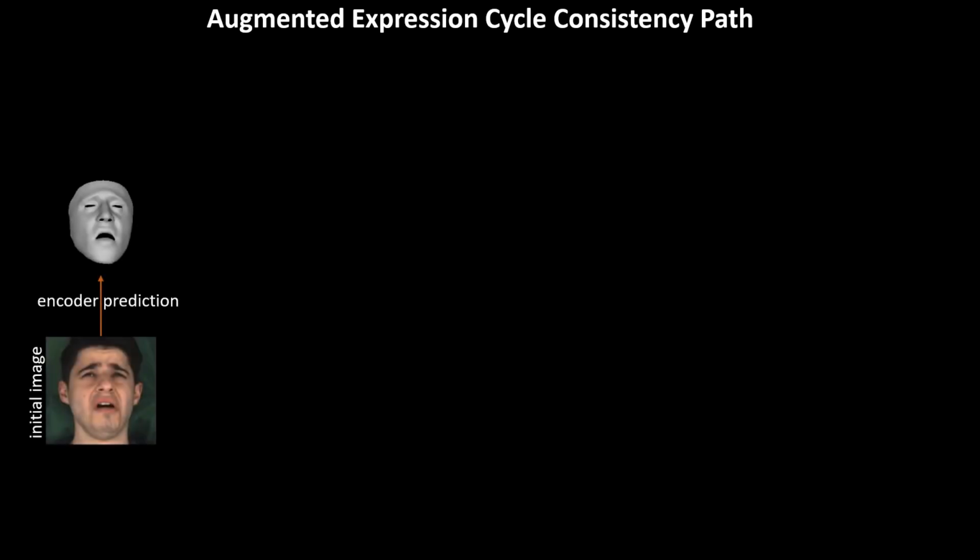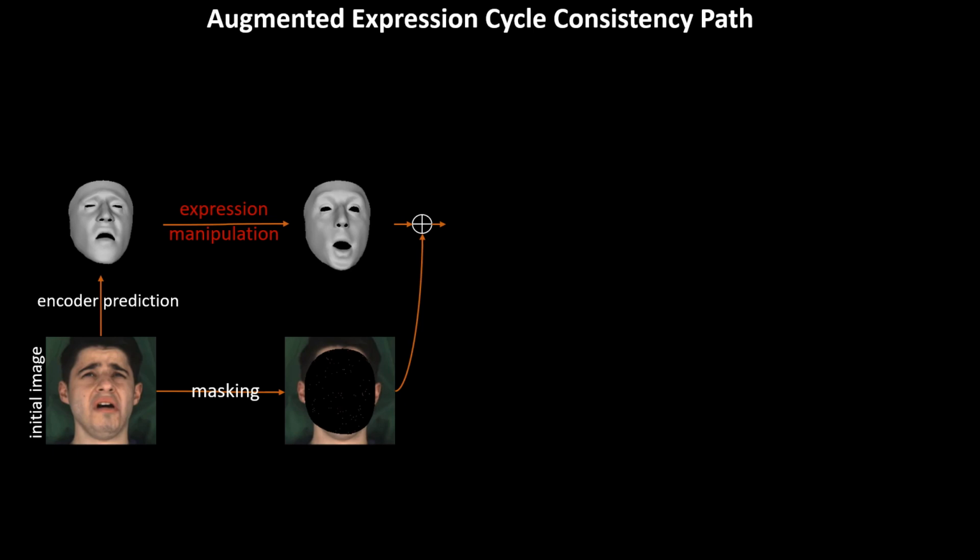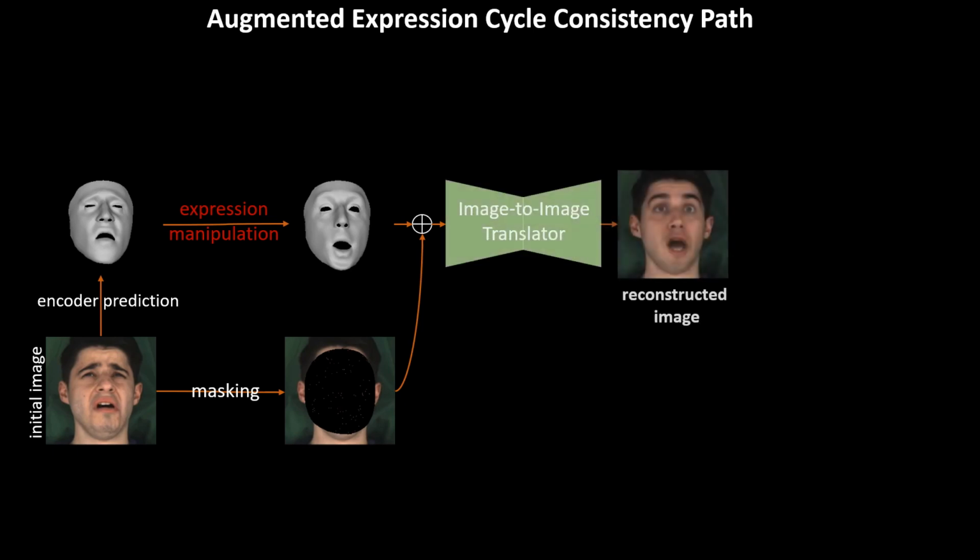Secondly, traditional methods are also bound by the lack of expression diversity in training data. SMIRK tackles this by introducing the augmented expression cycle consistency path. Starting from the initial image and the prediction of our encoder, we perform expression manipulation in the predicted 3DMM parameters, generate a new mesh face geometry, and then concatenate it with the masked image again in order to generate a photorealistically augmented image using the image-to-image translator.